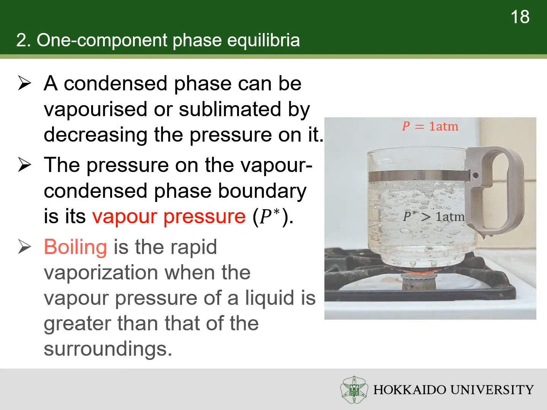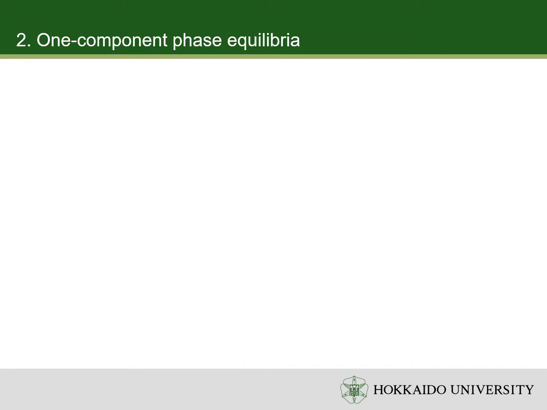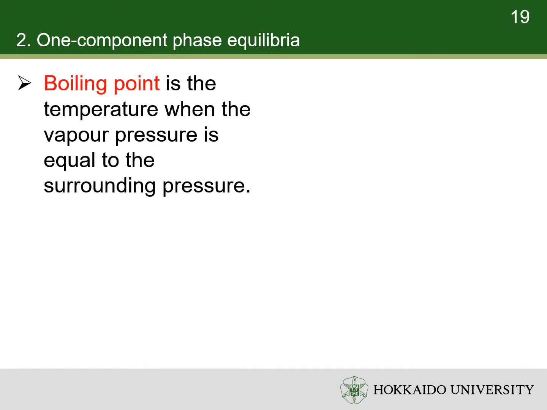For a liquid, if its vapor pressure is greater than the pressure of the surroundings, the liquid vaporizes spontaneously. It is because, by releasing to the surroundings, the pressure of the vapor decreases, so its Gibbs free energy decreases. Boiling is the rapid vaporization of a liquid. The boiling point of a liquid is the temperature when its vapor pressure is equal to the surrounding pressure.